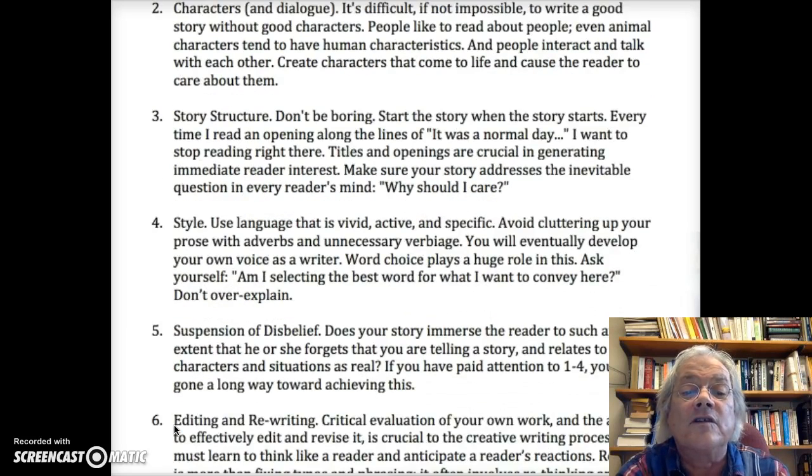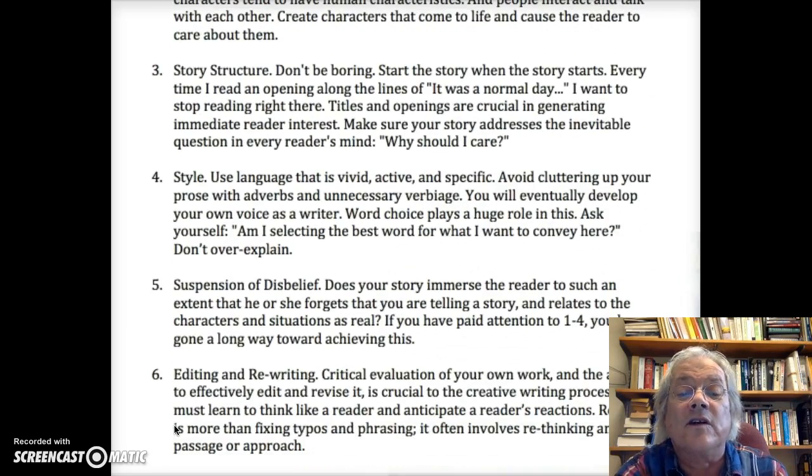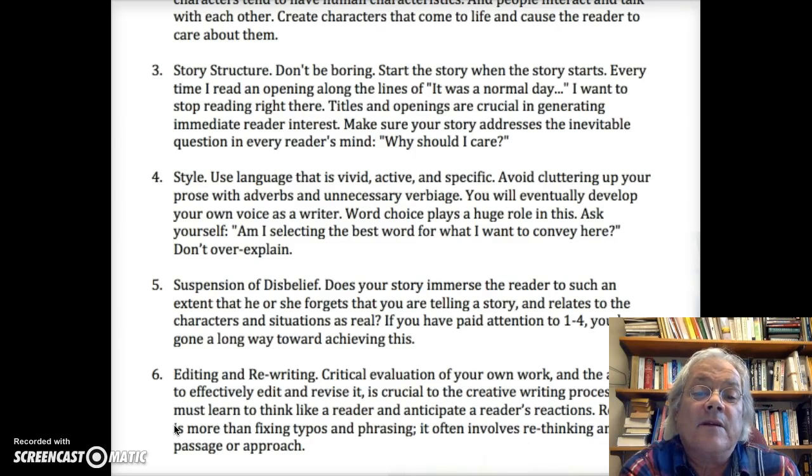Story structure. Start the story where the story starts. If you're writing a road story, start the story with an event that matters to the rest of the story.